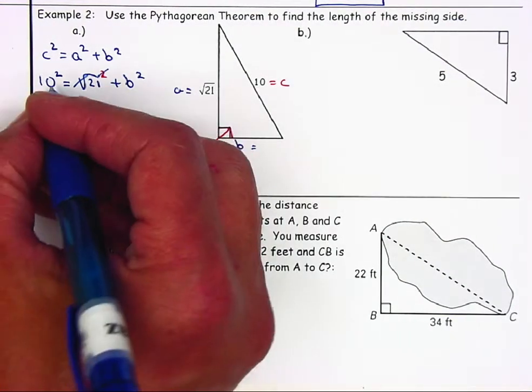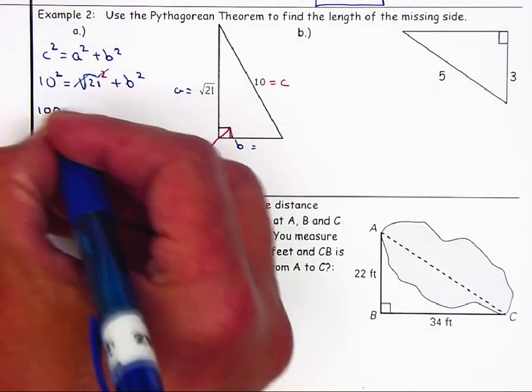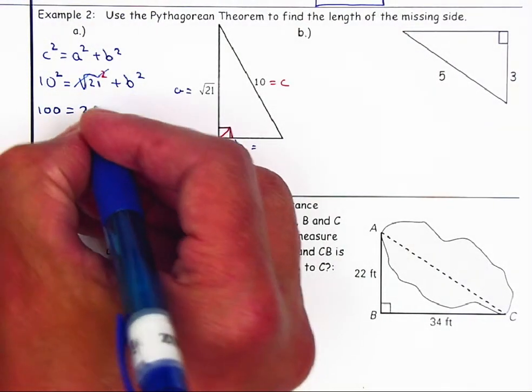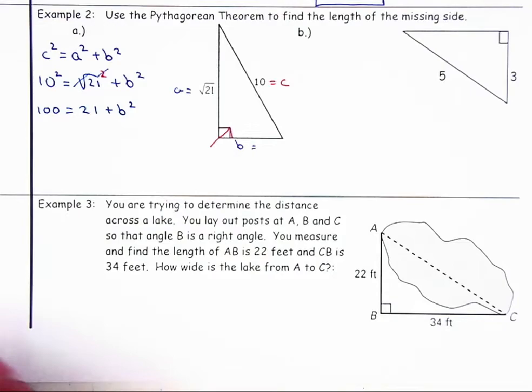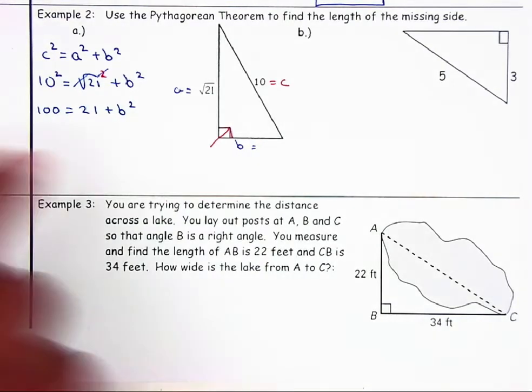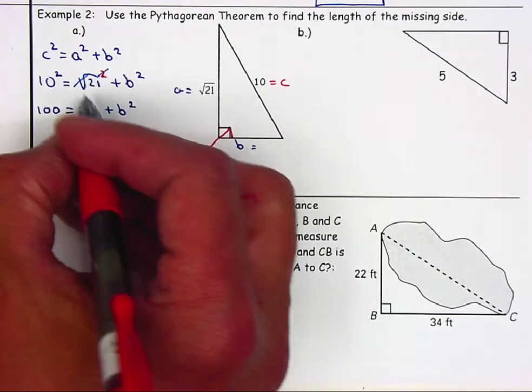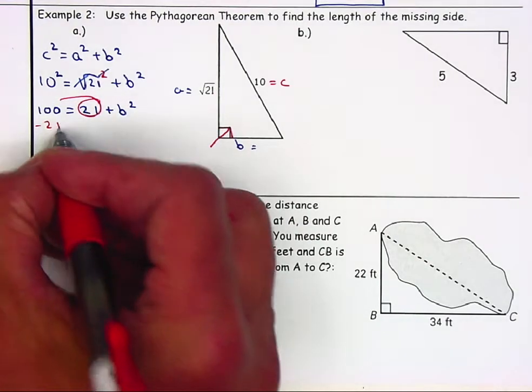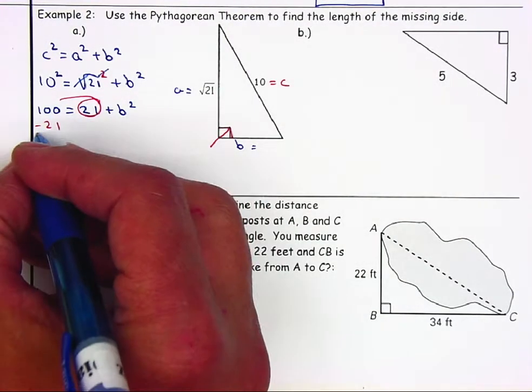So therefore I have 10 squared is 100. They cancel each other, so it'll be 21 plus B squared. And I just need to leave the B by itself. I'm going to move my 21 to the left, becomes a negative 21. And we're just solving the equation.